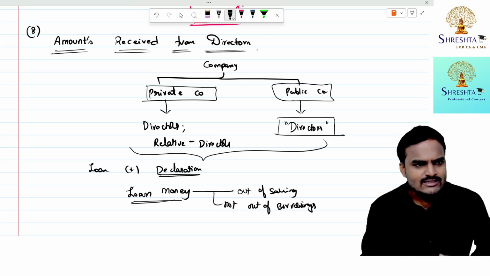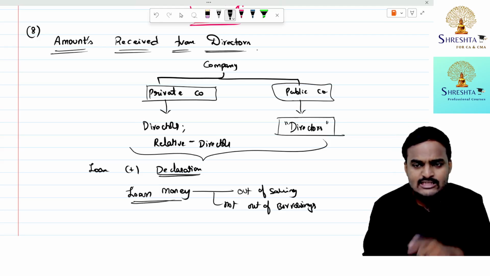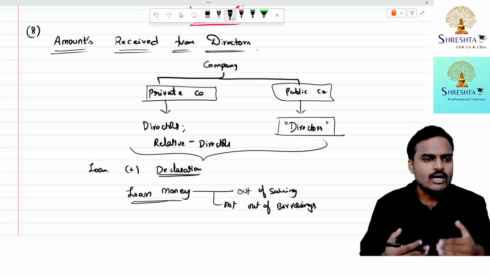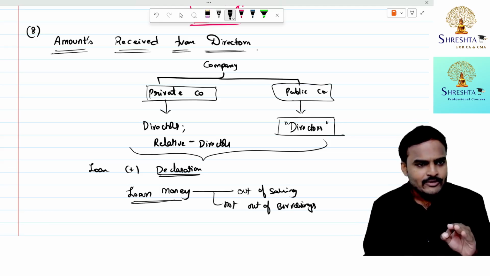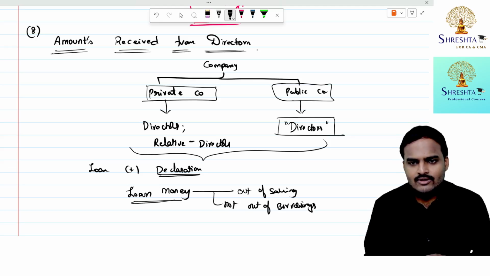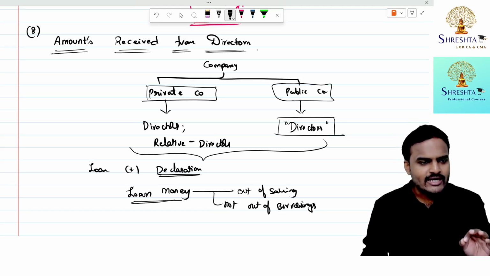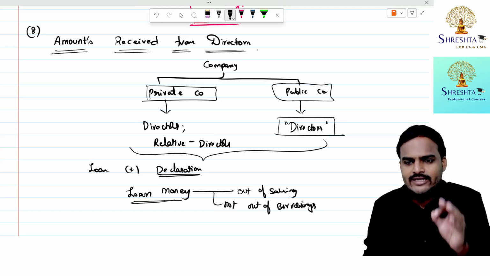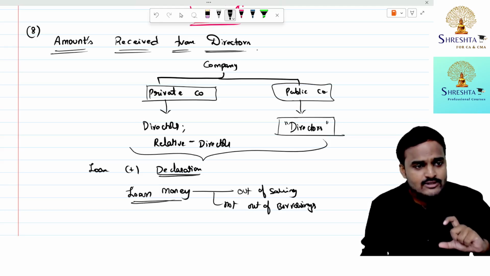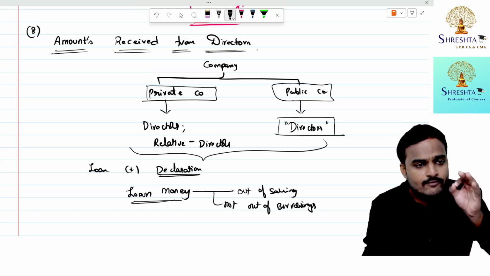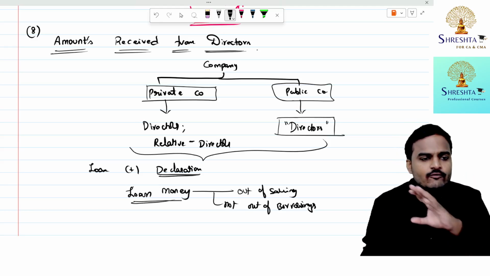Amounts received from the directors: when is it treated as not a deposit, and when is it treated as a deposit? Come on, answer me. Sir, along with the loan, if the person lending money gives a declaration to the company, then it is not a deposit. If the company fails to obtain that declaration, it becomes a deposit. The important condition: along with the loan, the company should receive a declaration from the lender. The declaration is that the money we are giving as a loan to the company is out of our own savings, not out of borrowings.